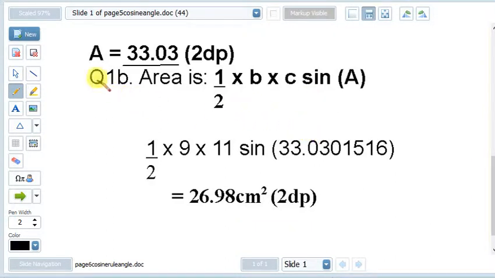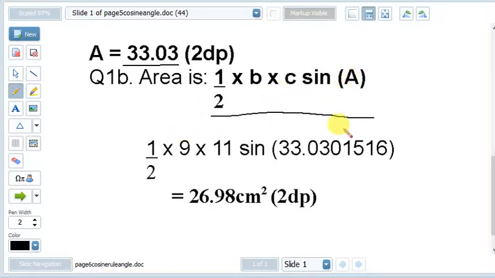Next, question 1b. Now this is the formula for the area of a triangle when you don't know the base and the vertical height. Now, half AB sine C, but I've rearranged it so it's half BC sine A. Now you can rearrange them. Now the other one is half AC sine B.